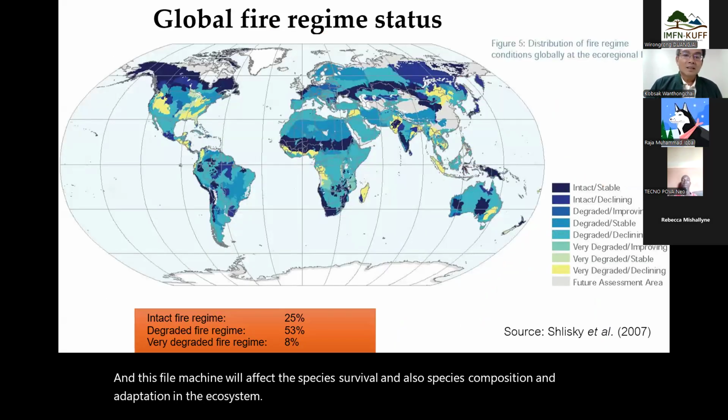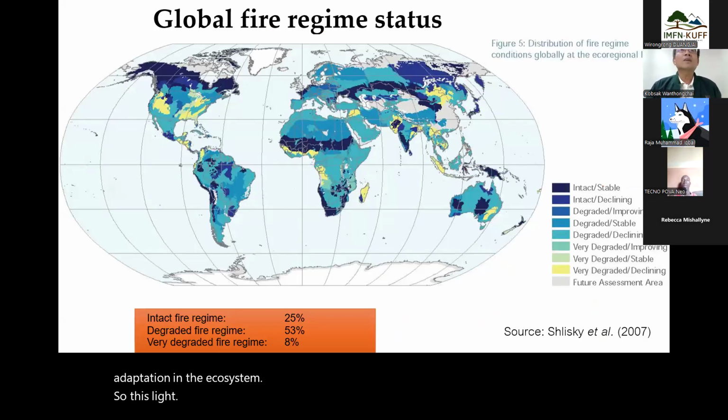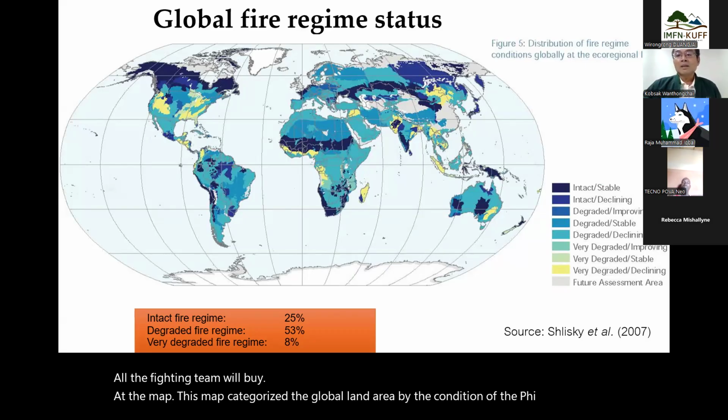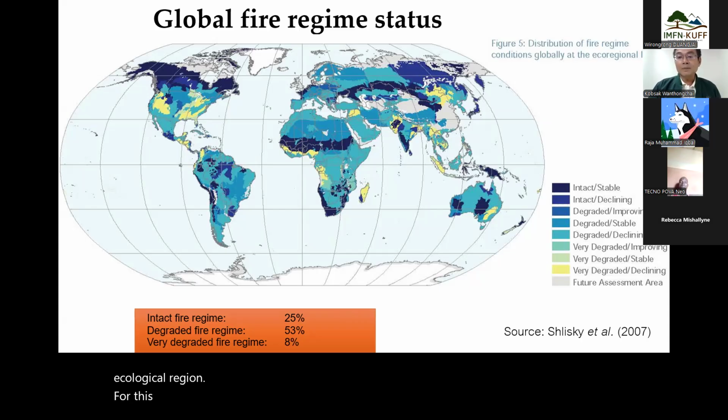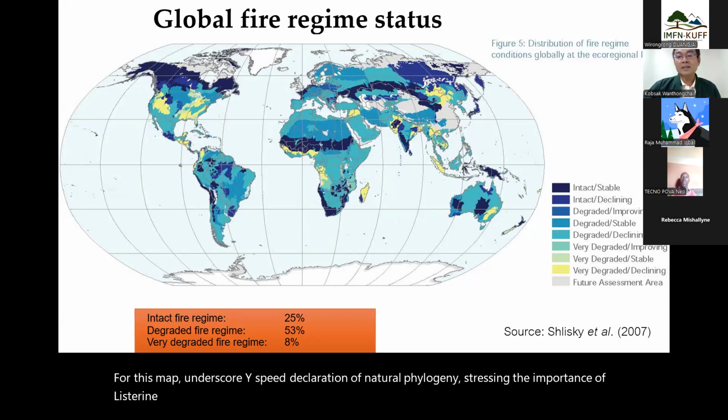So this slide represents the global fire regime status, based on the ecological region assessment. This research was done by Sky since 2007. It evaluates the current condition and trend of the fire regime worldwide. This map categorizes the global land area by the condition of the fire regime, in terms of fire frequency, intensity, size, and seasonality across ecological regions. This map underscores the widespread degradation of natural fire regimes globally, stressing the importance of restoring fire-adapted landscapes, adapting fire management strategies, and monitoring climate and fire.